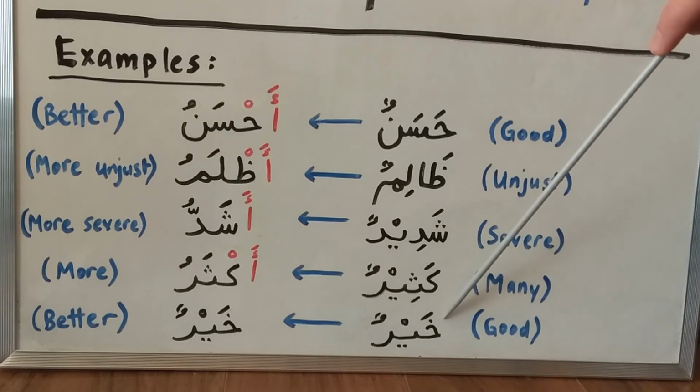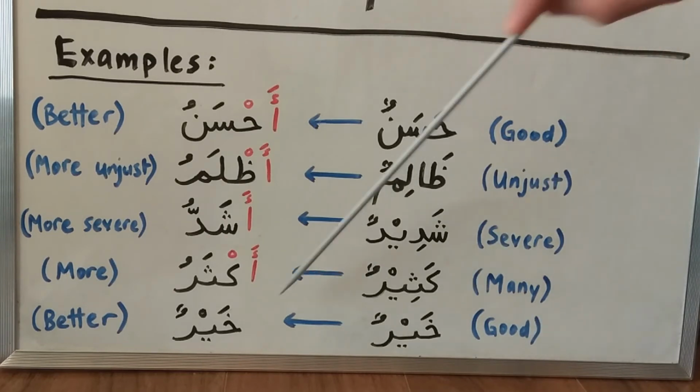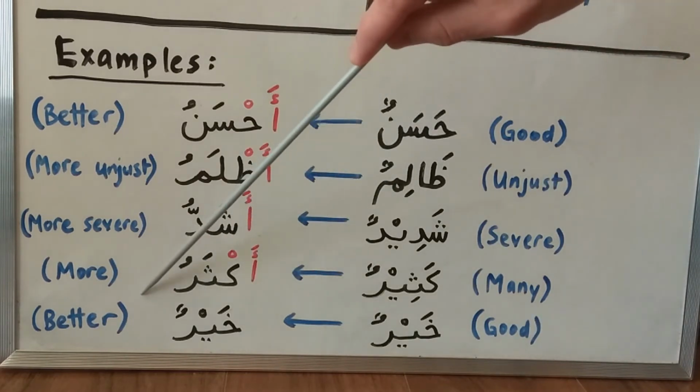This is a special case. Khair itself means good, but khair also can be used as a comparative form as better when you say khairun min, for example.